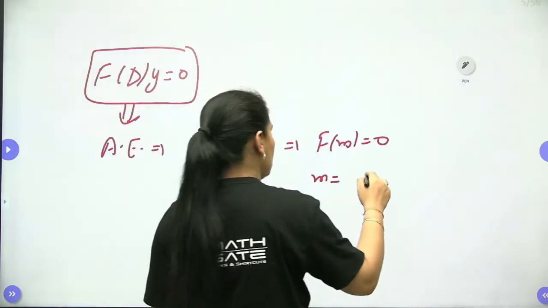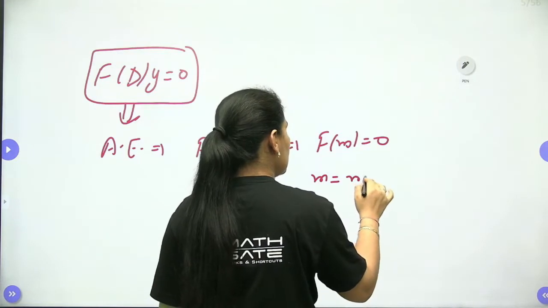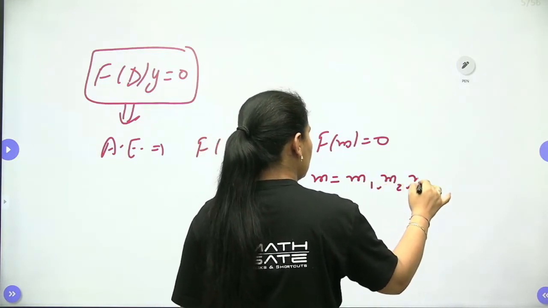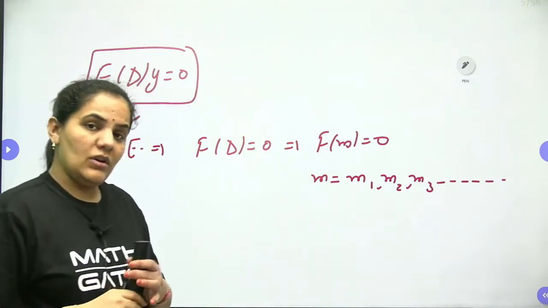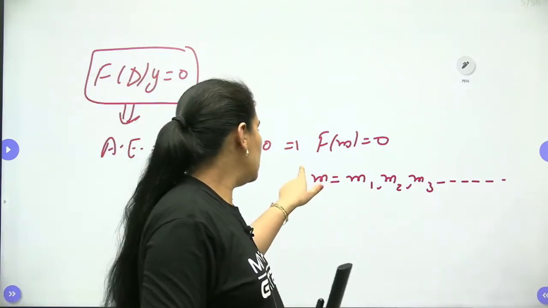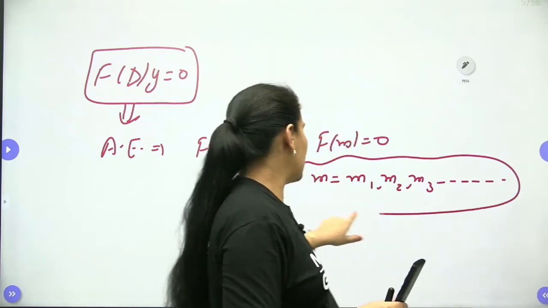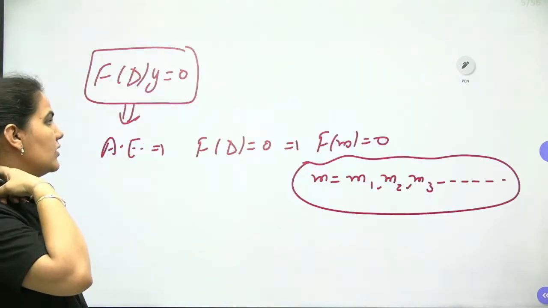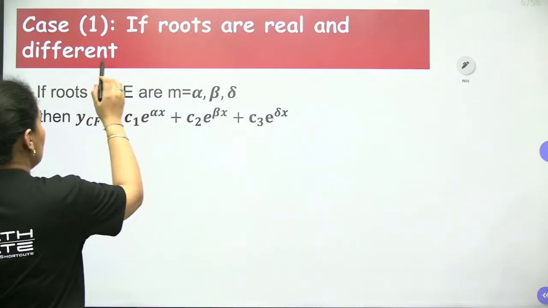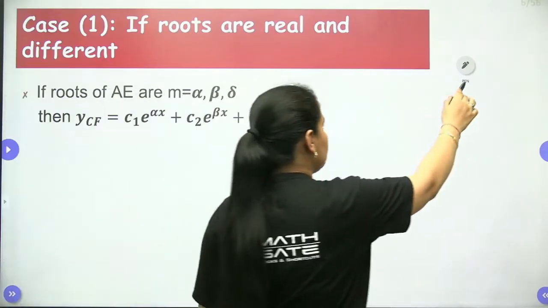Now it depends on the values of the roots: m1, m2, m3, m4, m5 and so on up to mn. So each and everything depends on these roots only. Now let's approach with the roots, starting with the first case.